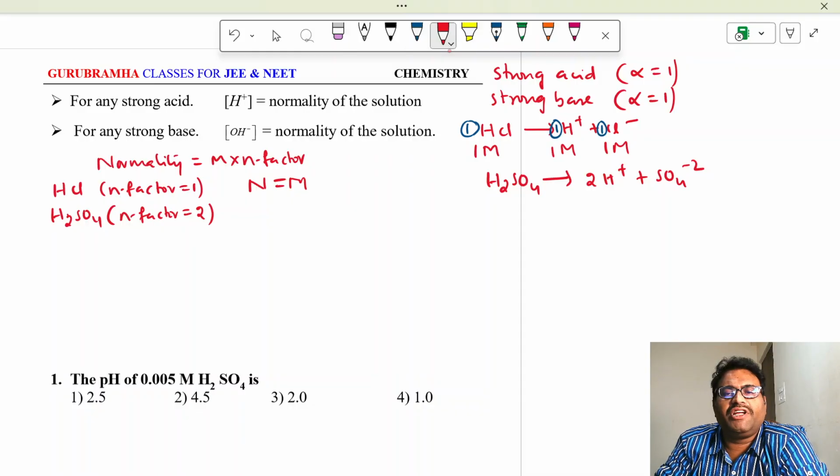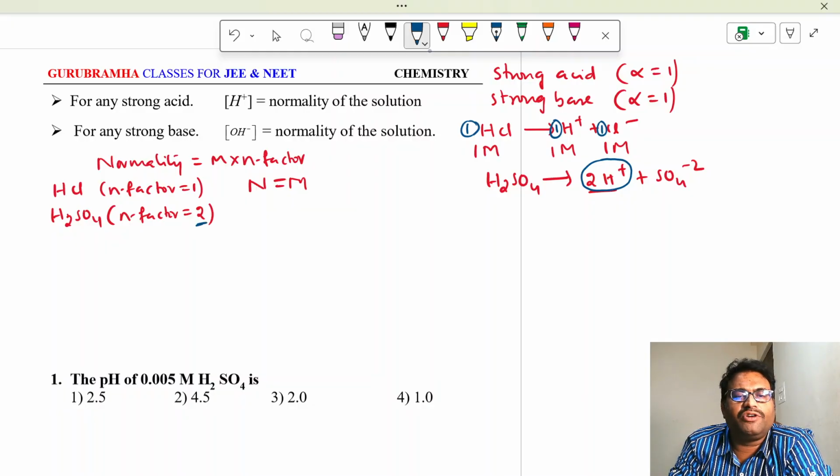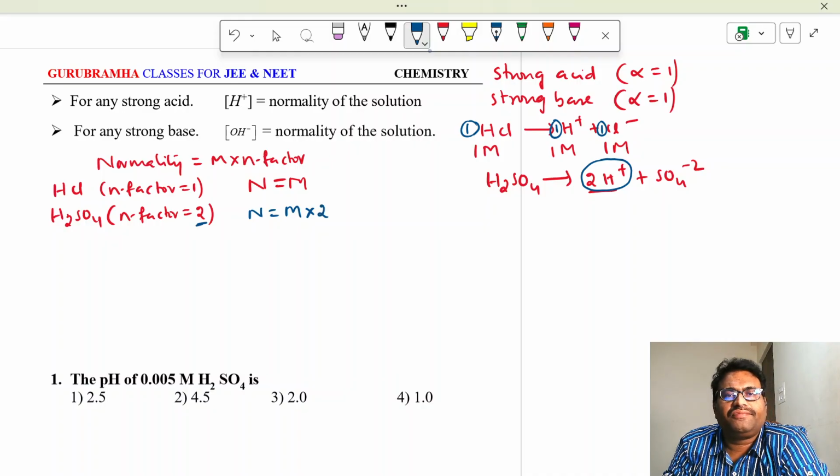Okay, how many replaceable hydrogens are here? 2 replaceable hydrogens, so that's the reason why N factor is equal to 2. So now normality is equal to, what do you write? Molarity into 2.